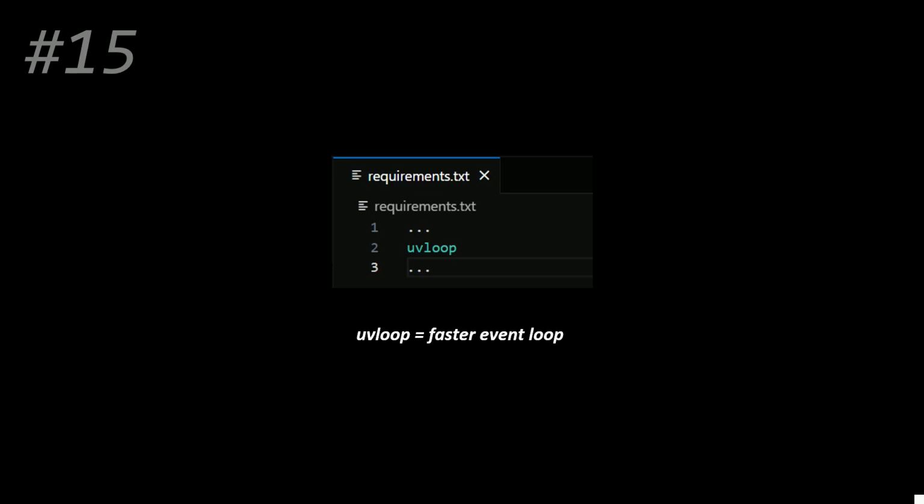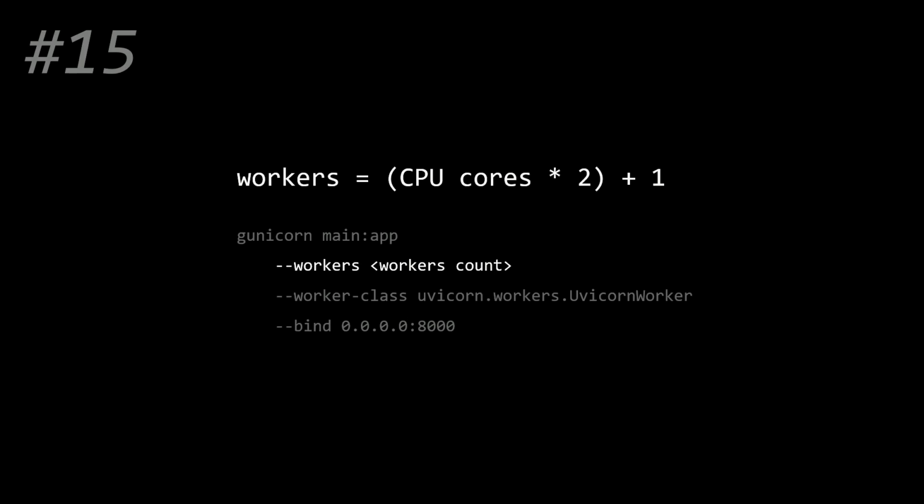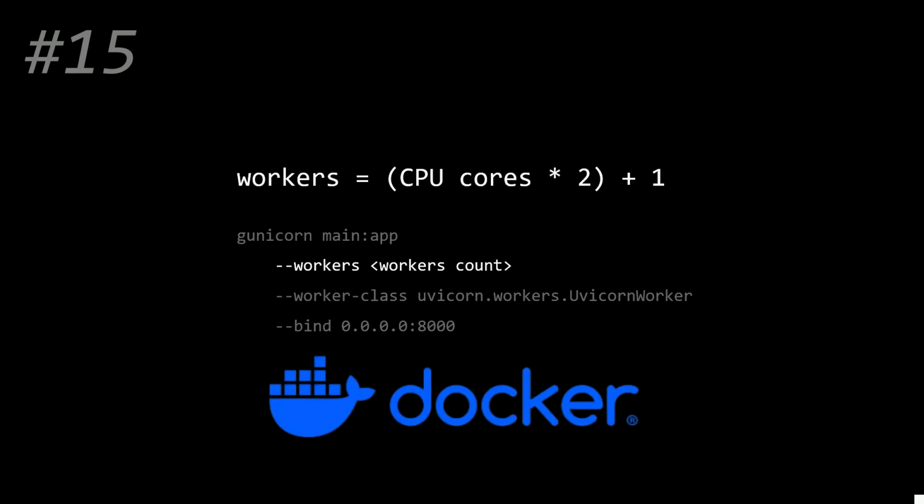Finally, you will want to tune the number of workers to match your server's CPU. A common starting point is to set workers equal to CPU cores times 2 plus 1. However, this isn't a hard and fast rule. You should experiment and benchmark to find the optimal number that maximizes your server performance. If you are looking to scale your application further, consider containerizing it using Docker.